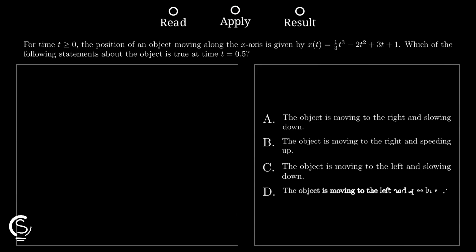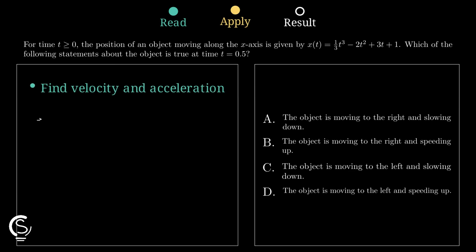Differentiate position. From x of t equals 1/3 t cubed minus 2t squared plus 3t plus 1, velocity is t squared minus 4t plus 3, and acceleration is 2t minus 4. Plug in t equals 0.5. Velocity is 0.25 minus 2 plus 3, which is 1.25. And acceleration is 1 minus 4, which is negative.